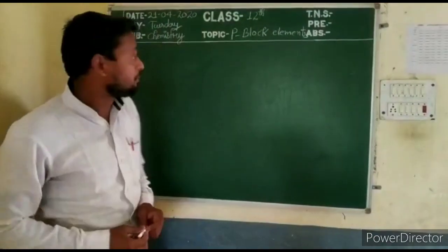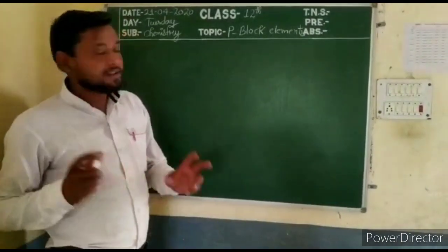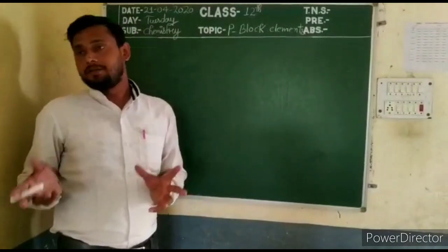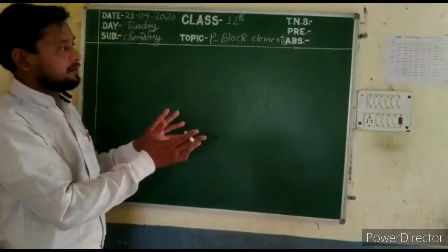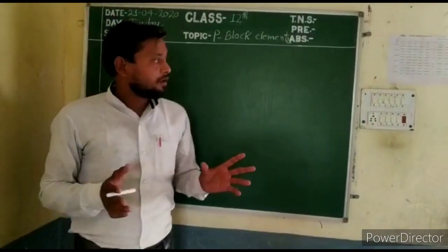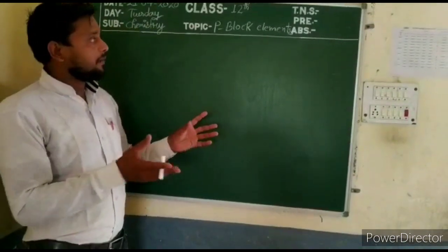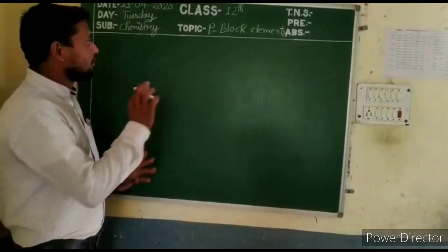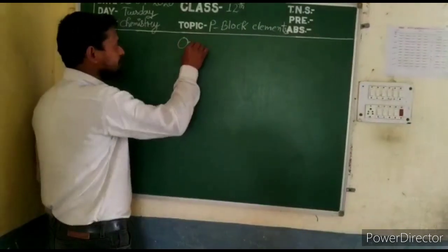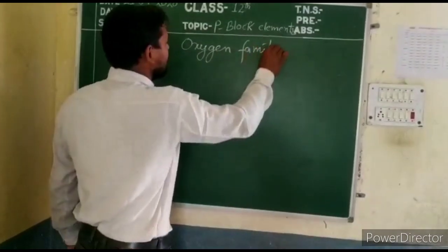Chemistry chapter, the P block elements. In this chapter, we are studying about the oxygen family. As we know, in the P block elements, a lot of non-metals, gases, and metalloids occur. So first we are going to read about the oxygen family.